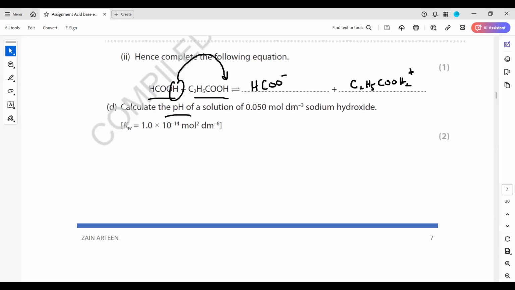Then calculate the pH of a solution of 0.05 moles of sodium hydroxide. Sodium hydroxide is a strong base. So sodium hydroxide, which is a strong base, ionizes completely, like strong acids.